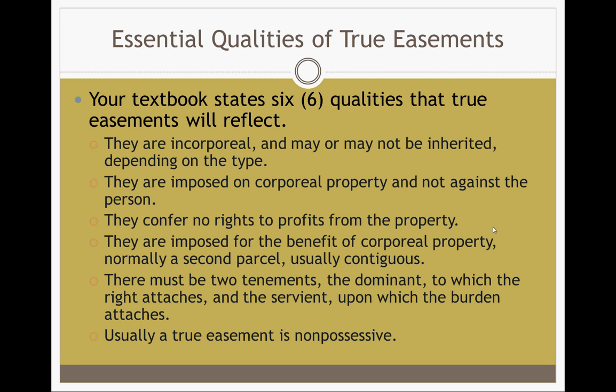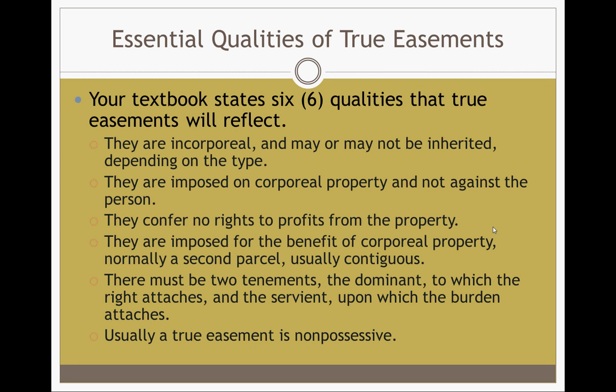They are imposed for the benefit of corporeal property, normally a second parcel, and they're usually contiguous, and we'll talk about that. And there must be 2 tenements, the dominant, to which the right attaches, and the servient, upon which the burden attaches. So the servient property would be the property that has the easement crossing over it.